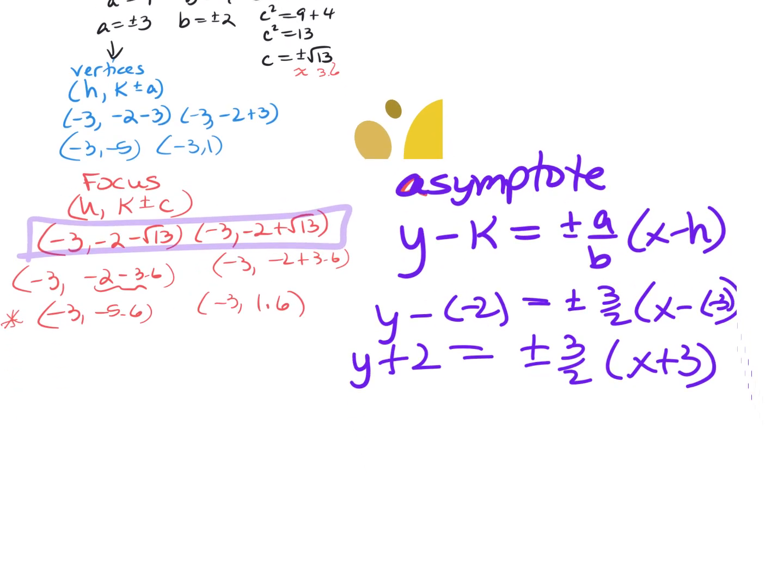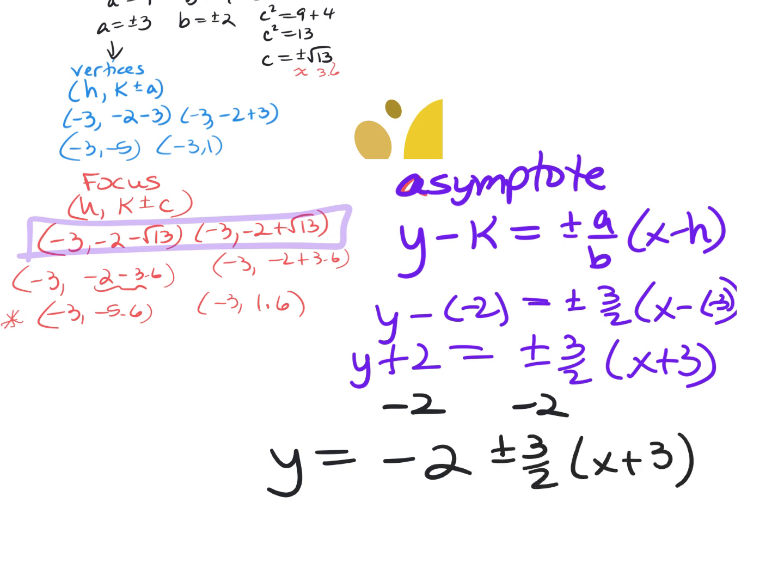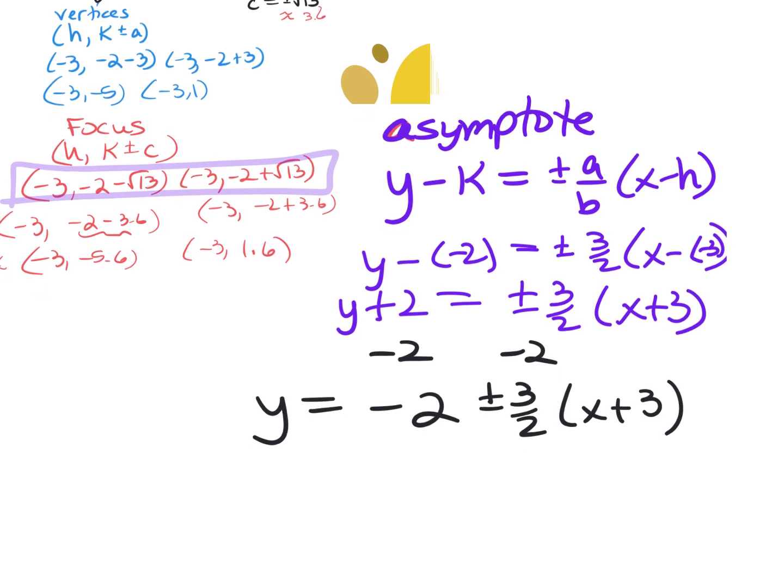Now, again, be able to recognize this, that if you subtract the 2, another altered form of this equation would be this, or if you distribute the 3 over 2, then this becomes y equals -2 plus or minus 3 over 2x. And then here, distribute it, and it becomes 9 over 2.